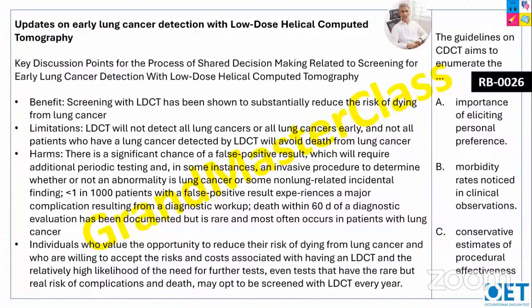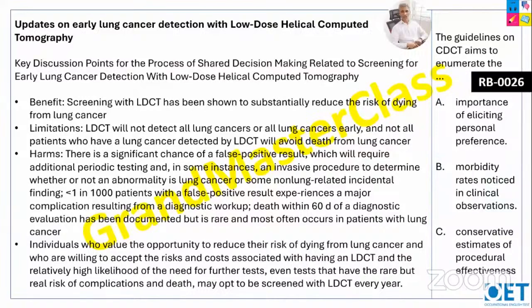So less than 1 in 1,000 patients. That means it's very effective. Less than 1 in 1,000 patients with a false positive result. By mistake it is shown as a positive result, otherwise it is negative. So that is also 1 in 1,000. Less than 1 in 1,000 means it is very effective. Wrong things are very, very minute. Not even 1%. It is 0.1%.